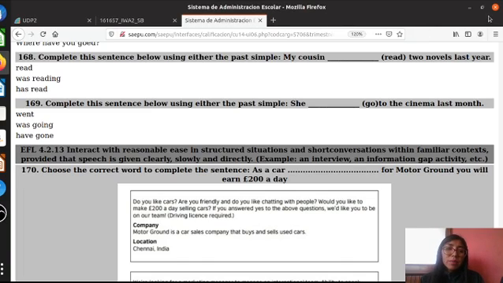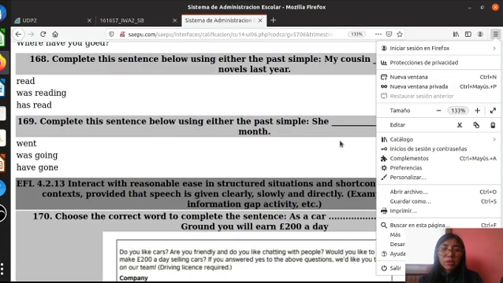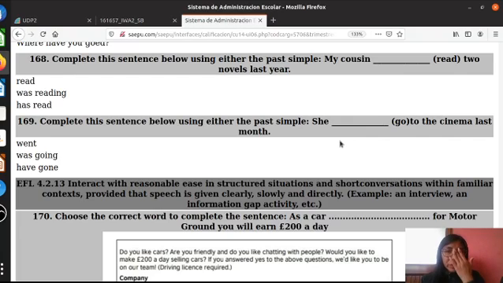As you know, we have to complete the questionnaire. Como ustedes ya saben, tenemos que completar el cuestionario. We are going to start, okay? You have to copy the questions in your notebook. Usted tiene que completar las preguntas, tiene que copiar en su cuaderno. Complete the sentence below using either the past simple. My cousin read 2 novels last year.